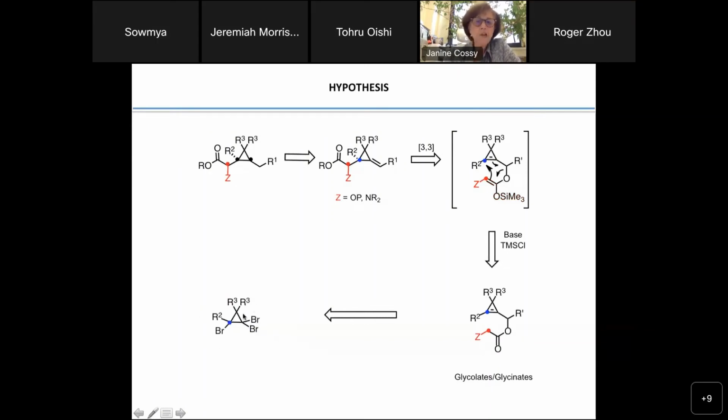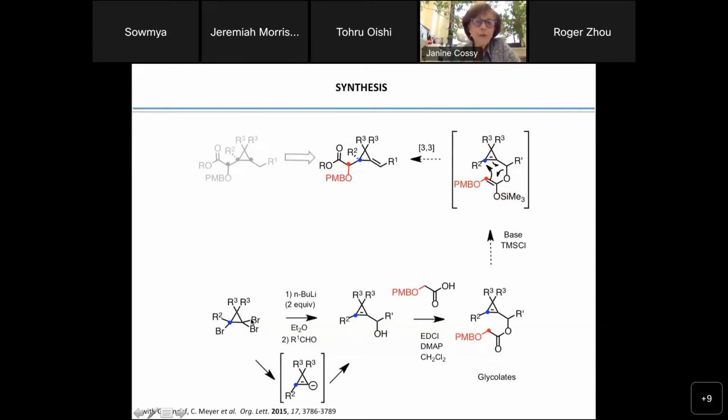tribromocyclopropane. So we tried to transform this tribromocyclopropane to this glycolate and glycinate. At first, we treated this tribromocyclopropane with n-butyl lithium, 2 equivalents, and then we have the formation of this intermediate that can react with this aldehyde to lead to the formation of this allylic alcohol. Now, if you do an esterification with this carboxylic acid, you get the formation of the corresponding ester.